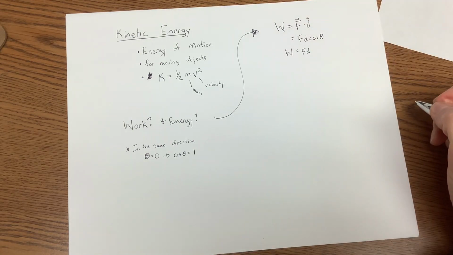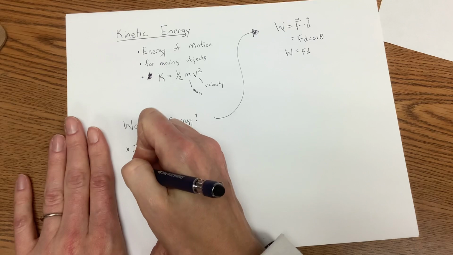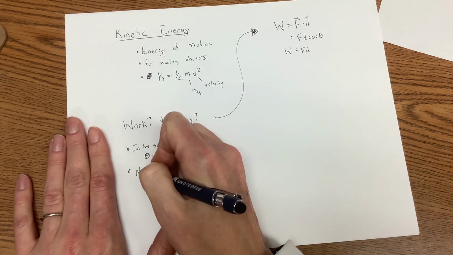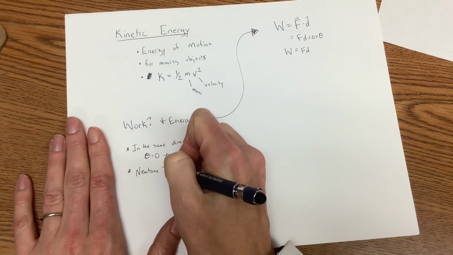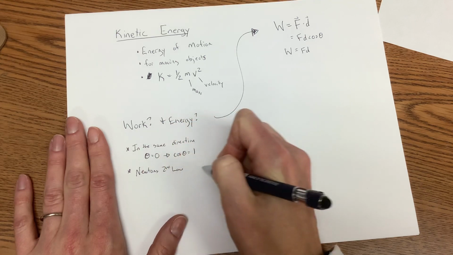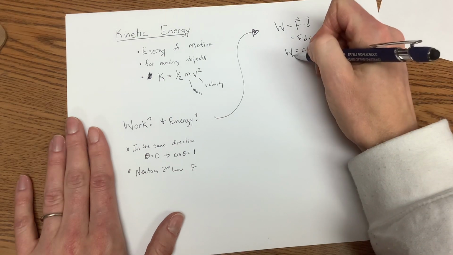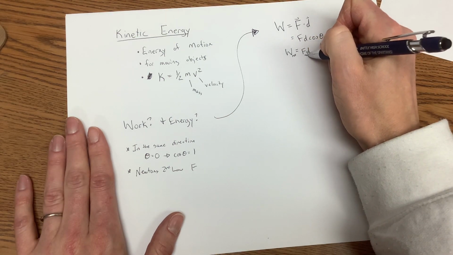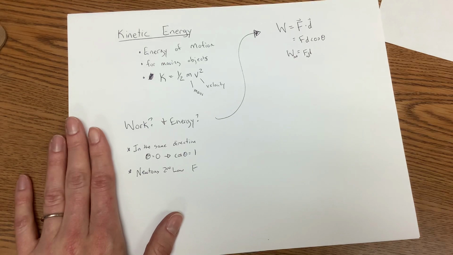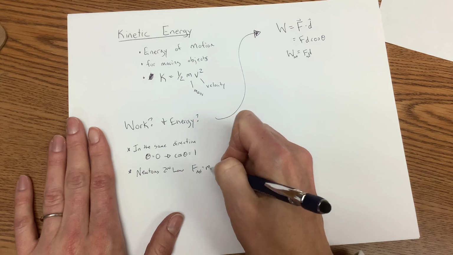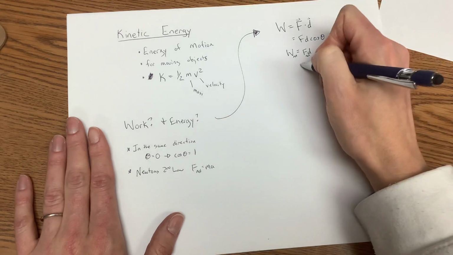We're going to think about what we know about these two things, and so we're going to use Newton's second law and insert for F. We're going to be looking at the net work done by the net force on an object that is being pushed some distance. The net force is equal to the mass times the acceleration, so we're just going to stick that in there.